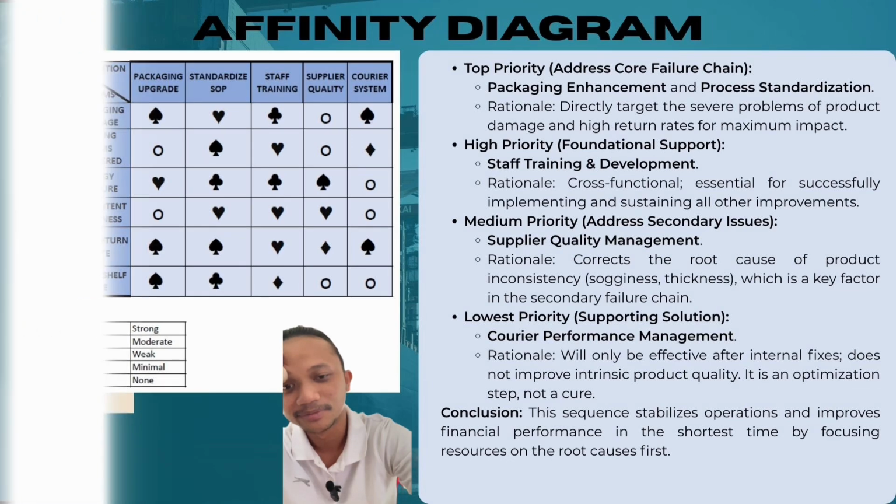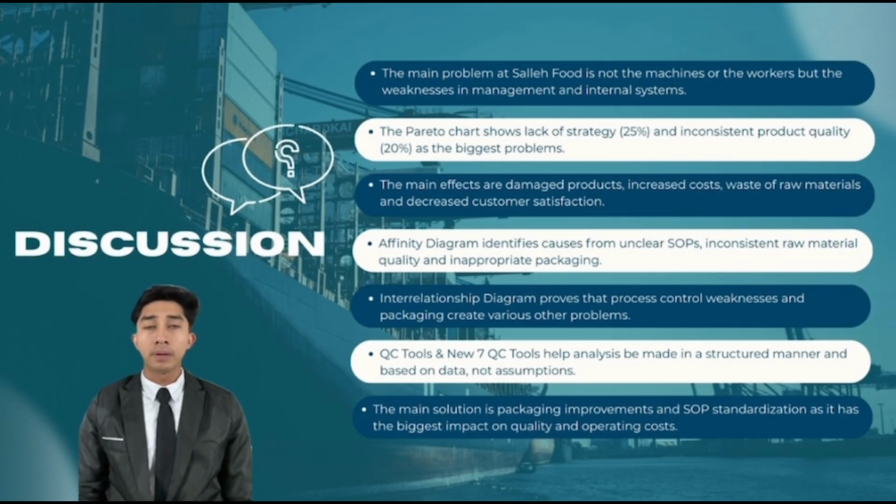Thank you. Alright, now I will explain about the discussion of this case study. For the first point, at the initial stage, the study expected the main problem to be caused by machine and worker, where analysis showed weakness in management system and inconsistent product quality as the real causes at Saleh Food. Then, the Pareto chart identified two main problems, namely lack of management strategy 25% and inconsistent product quality 20%, which have a major impact on the company operation.